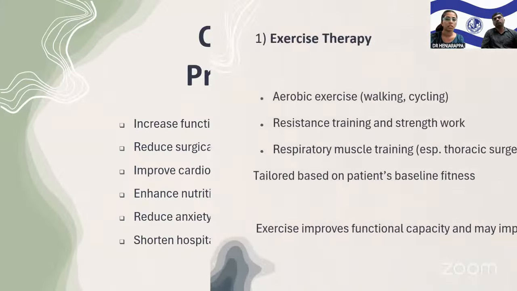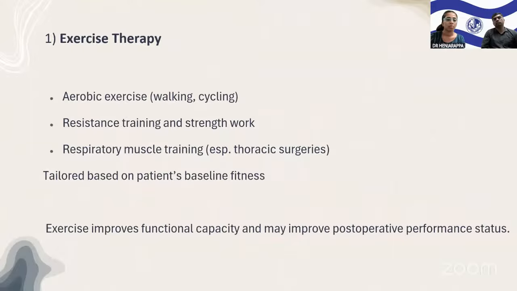So what are the measures we undertake? Exercise therapy: aerobic exercise like walking and cycling if the patient is fit, resistance training and strength work, respiratory muscle training, and incentive spirometry, especially in thoracic surgeries and upper abdominal surgeries. All these exercise therapies are tailored based on the patient's baseline fitness.